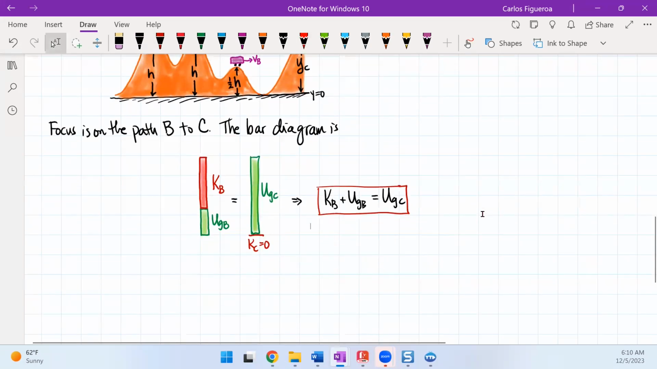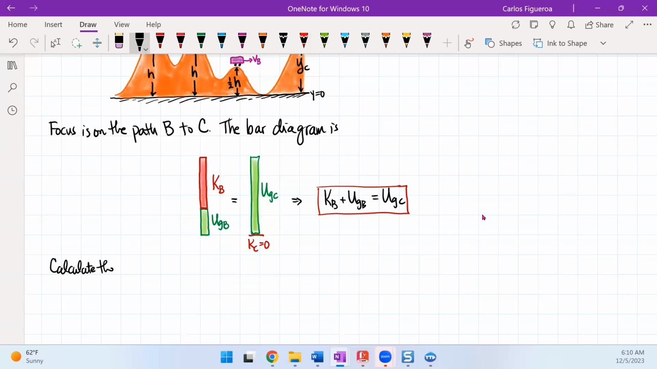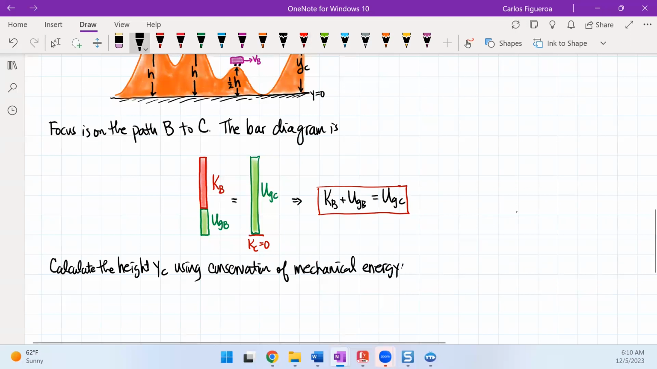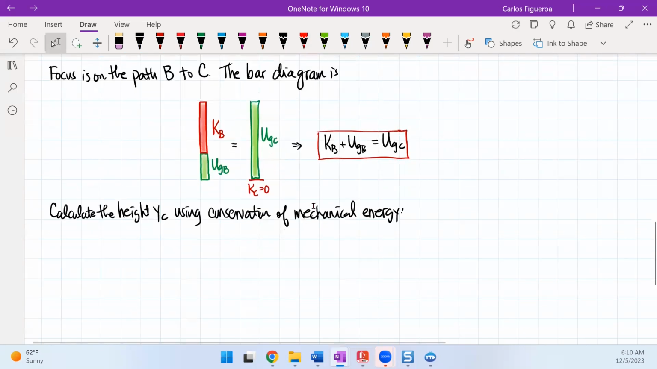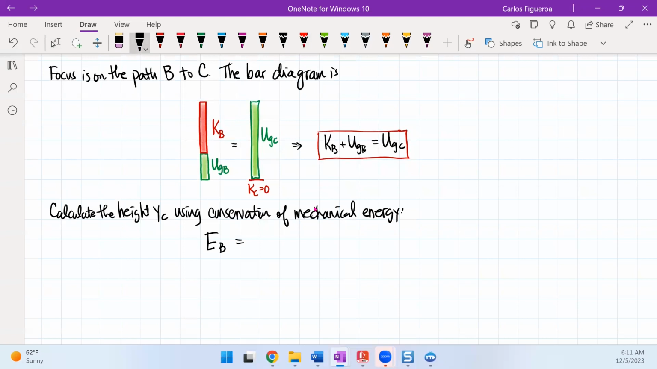Now we want to calculate the height YC using conservation of mechanical energy. So then I just start to write it down. Maybe we should start a little cleaner and say this is the energy at B, and this is the energy at C.